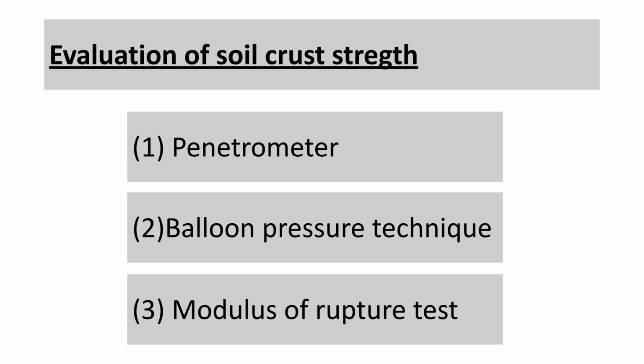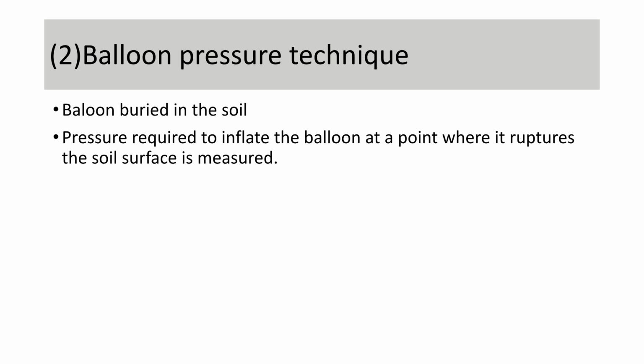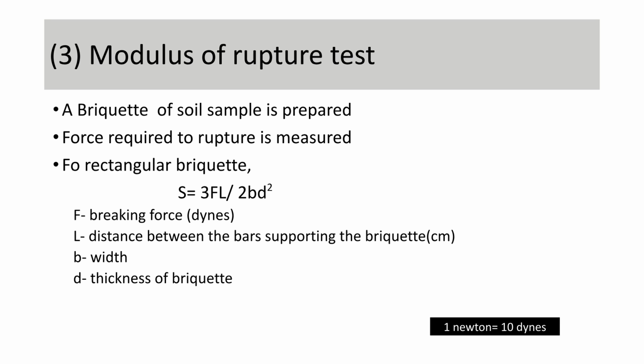The strength of soil crusts can be evaluated using three techniques: the penetrometer, the balloon pressure technique, and the modulus of rupture test. The penetrometer measures penetration resistance in kg/cm² by steadily pushing a pocket penetrometer into the soil. The balloon pressure technique involves burying a balloon and measuring the pressure required to inflate it to the point where it ruptures the soil surface. The modulus of rupture test measures the force required to break a rectangular soil briquette using the formula S = 3FL / 2BD².